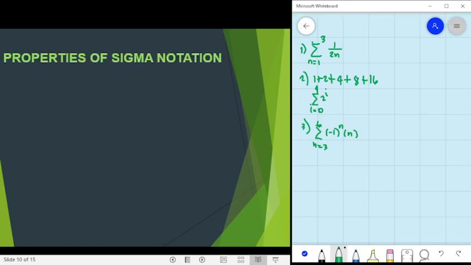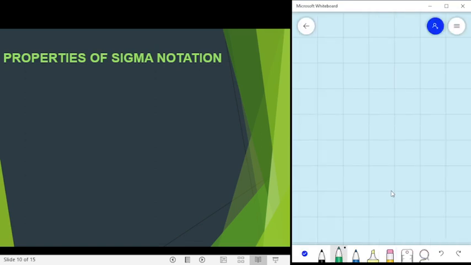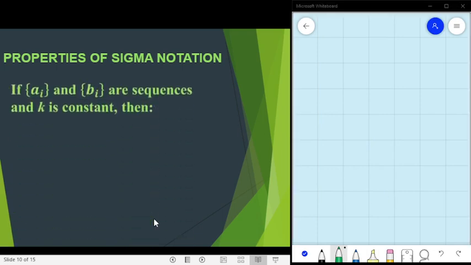So we have the properties of sigma notation. If A sub i and B sub i are sequences and k is a constant, then the summation of k times A sub i, where i runs from 1 to n, is the same as k times the summation of A sub i, where i runs from 1 to n.